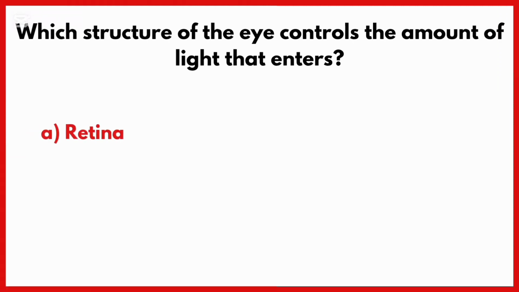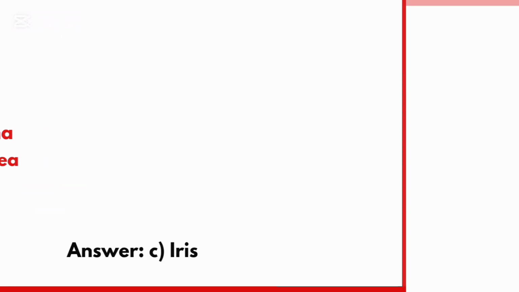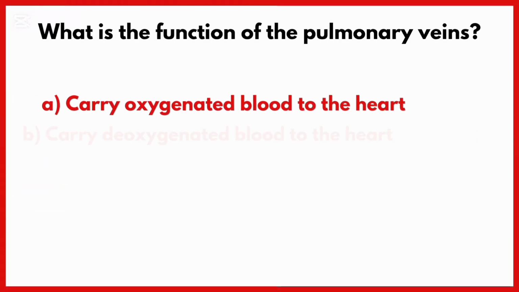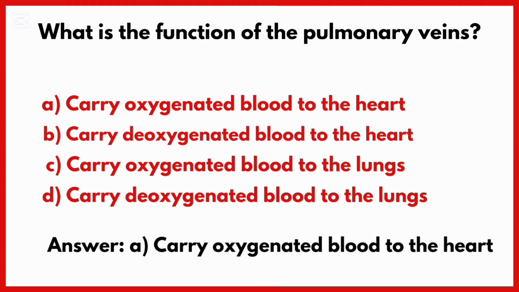Which structure of the eye controls the amount of light that enters? Correct answer is option C, iris. What is the function of the pulmonary veins? Correct answer is option A, carry oxygenated blood to the heart.